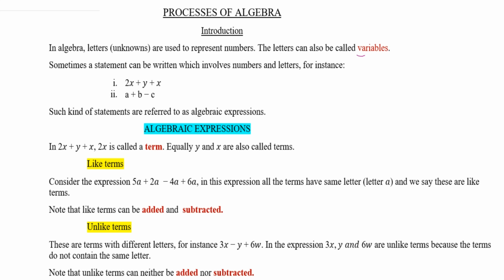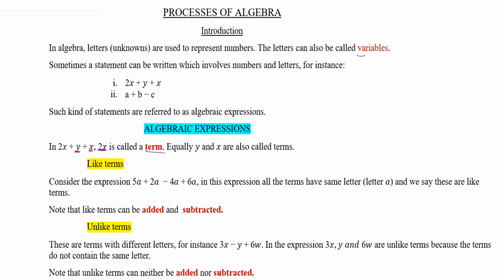We are saying if we have 2x plus y plus x, and from 2x plus y plus x we just get the individual part, which is 2x. This 2x here alone is called a term. Equally if we get y and x, we call them terms when we separate them. And if these are added or subtracted, we'll call them an algebraic expression.